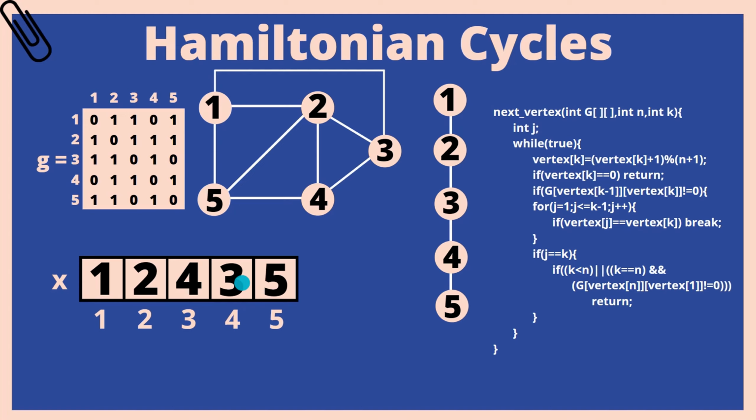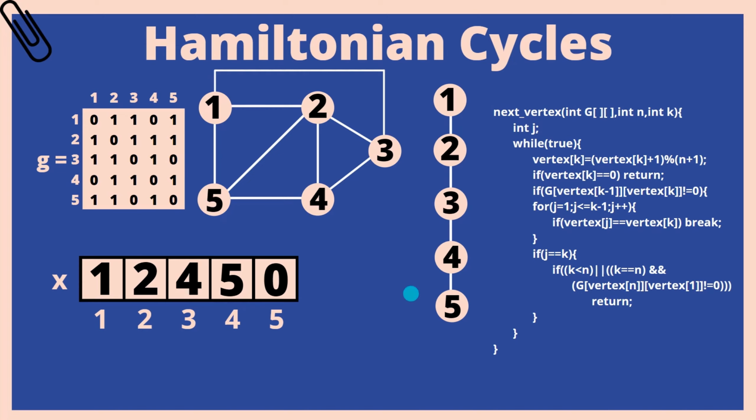Is there an edge between 3 and 5? No, there is not any edge between 3 and 5. Between 5 and 3 there is not any edge. So we will make it as 0. Then at fourth index we can put 4. No, we can't put 4. We can put 5 over there. There is, and also there is an edge between 5 and 4.